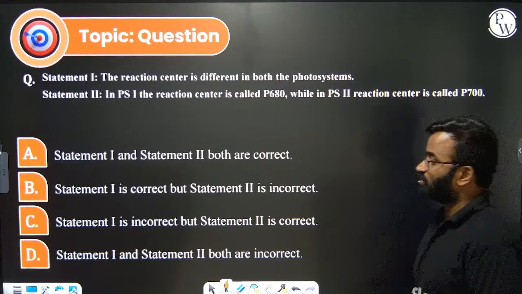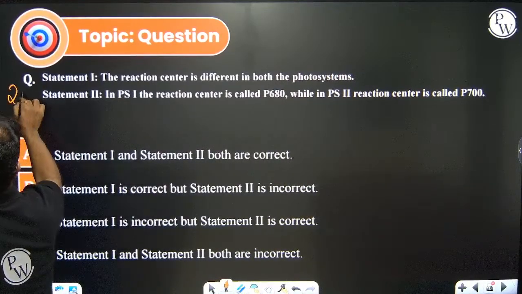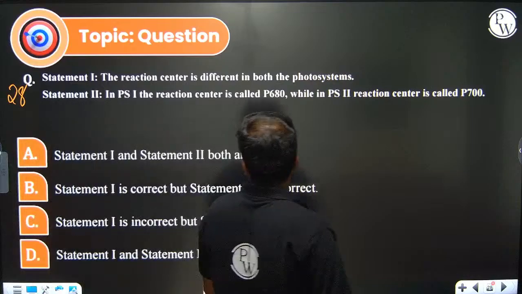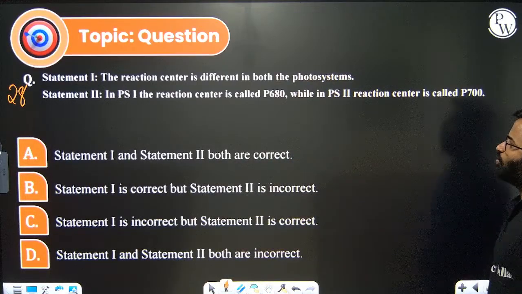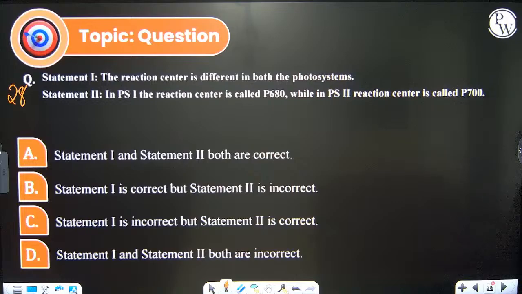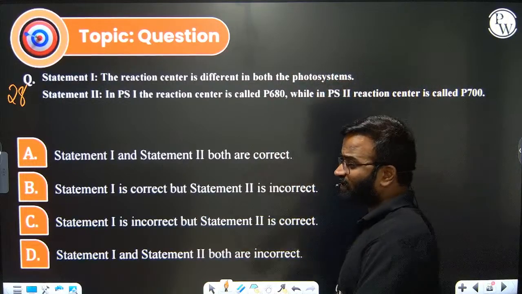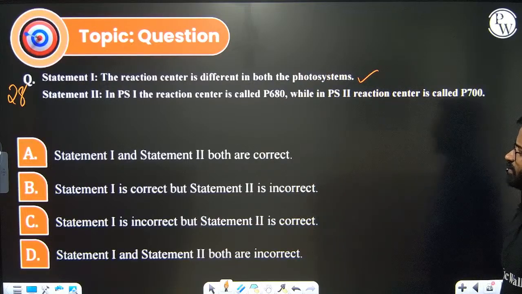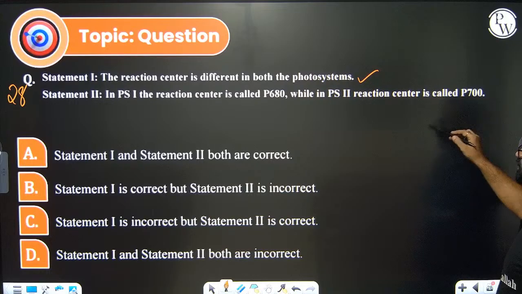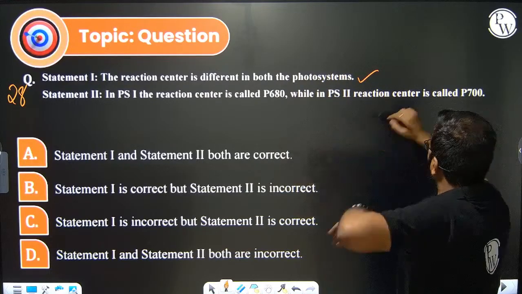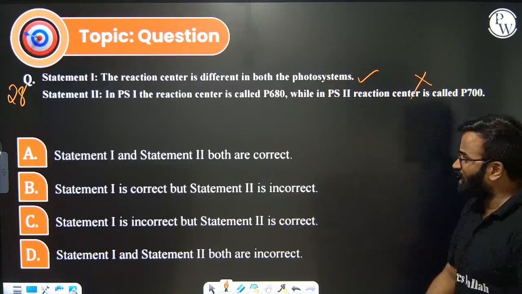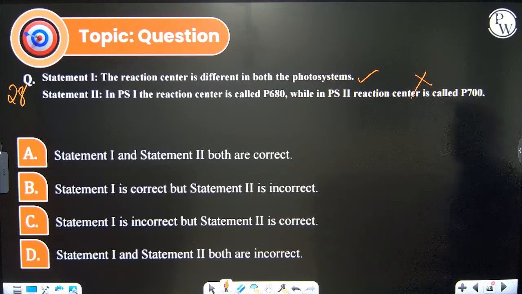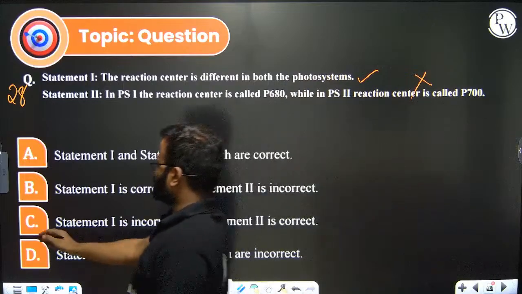Let's see the next question, the 28th question. Statement 1: The reaction center is different in both the photosystems. Yes, one is P680, one is P700. So it is true as a statement. In PS1, the reaction center is called P680, while in PS2, the reaction center is P700. No, it's the other way around. So statement 2 is wrong and statement 1 is right. So what would be our answer? C. Okay, C would be our answer.